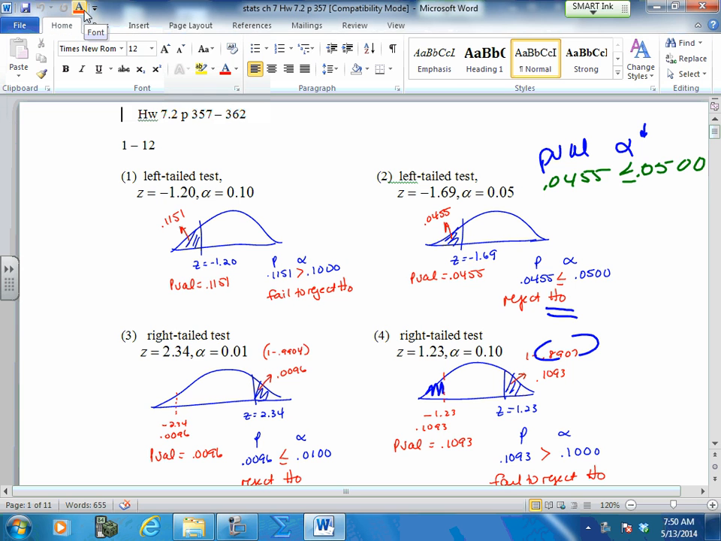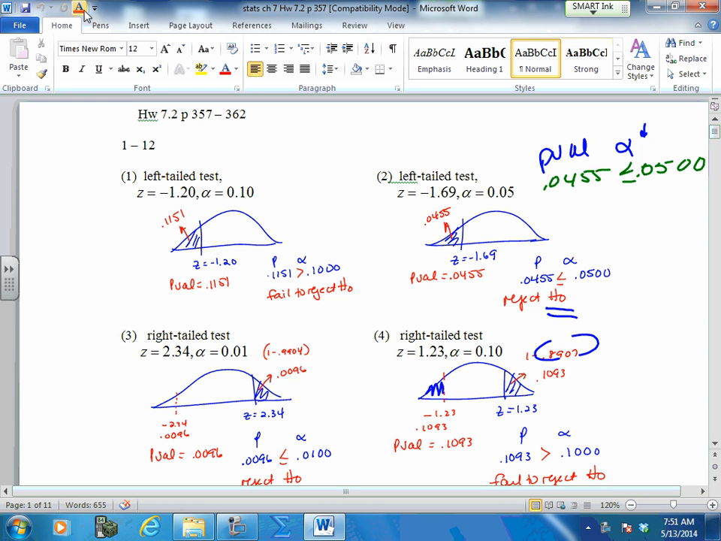Fail to reject. You only get 2 decisions from this. That's your decision: reject H0 or fail to reject H0. So far, we've only learned how to do it based on the probability of your area under the curve. That's called your p-val. So if it was bigger than 500, fail to reject.